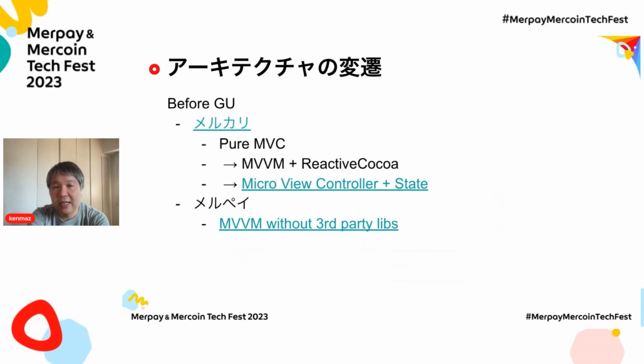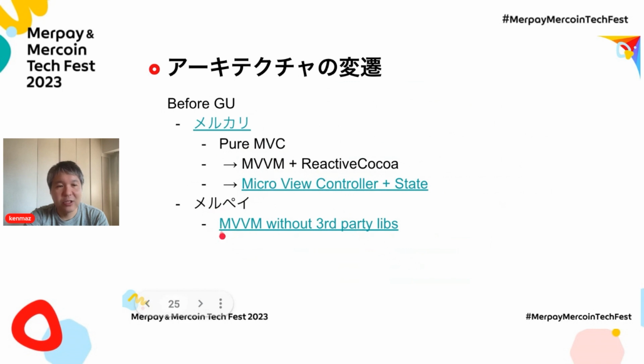And I would like to briefly recap on the architecture transition. In the past Mercari app, because it's been more than 10 years, there were changes in the architecture over time. Initially, it was a pure MVC, and then it moved to MVVM plus a reactive framework, and then it moved to micro view controller plus state. So that was the architecture change. And not everything has changed. I mean, there are some old MVCs remaining.